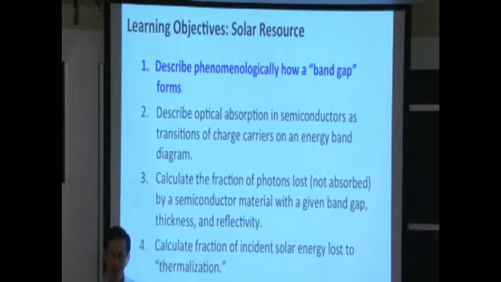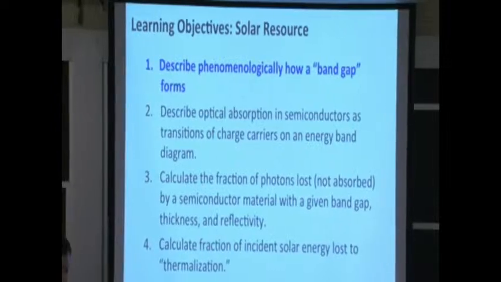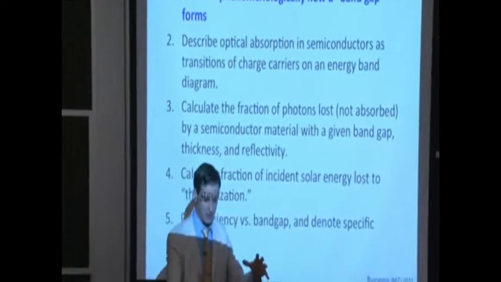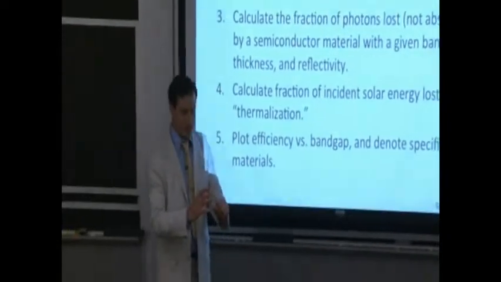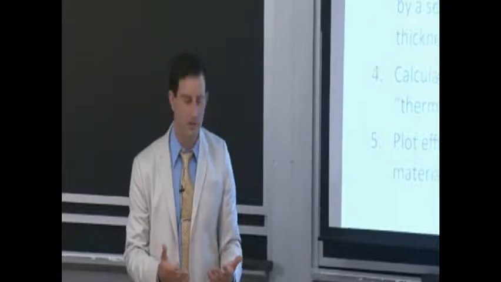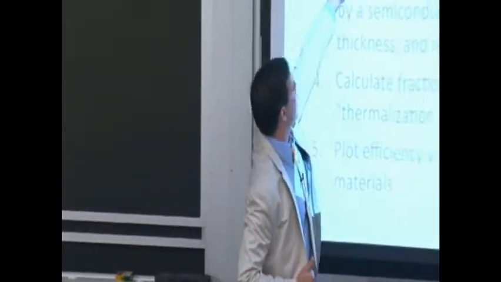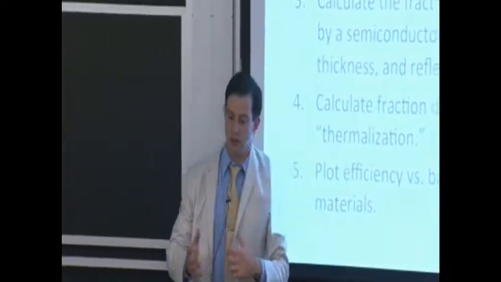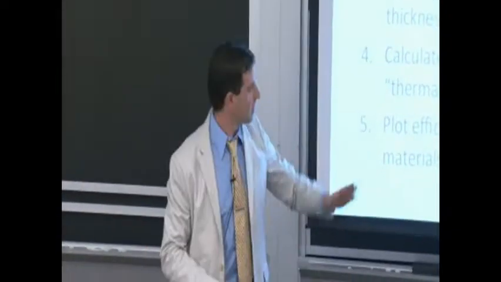Then we'll describe how optical absorption in semiconductors represents the transitions of charge in an energy band diagram. In other words, if we imagine a given space of the semiconductor device, say a surrounding of a given atom, and we imagine that different orbitals, different electron orbitals will have different energies associated with them, we are going to be talking about how light gets absorbed and transitions electrons between those different energy orbitals.